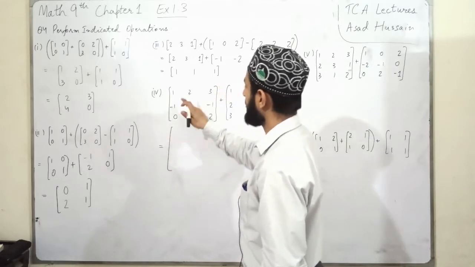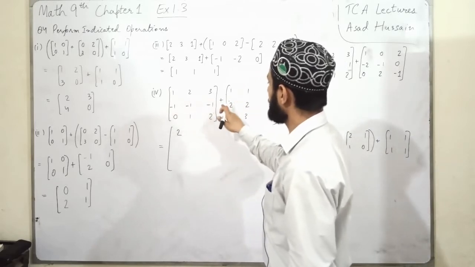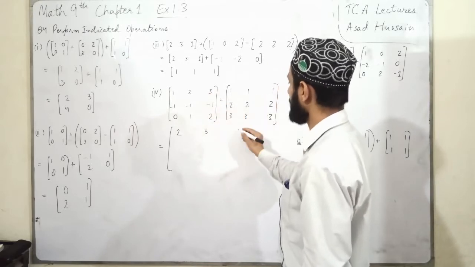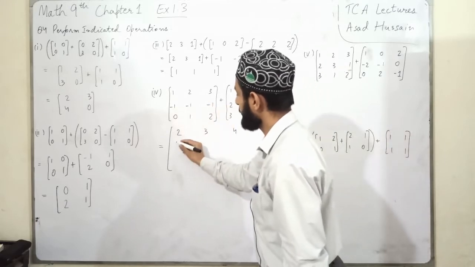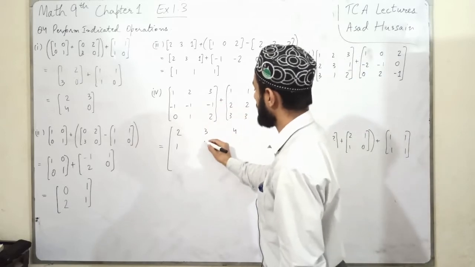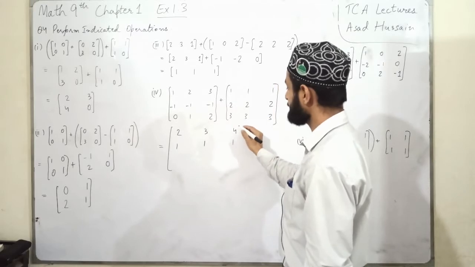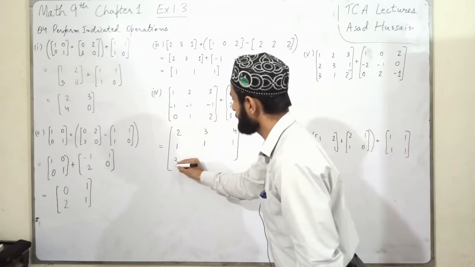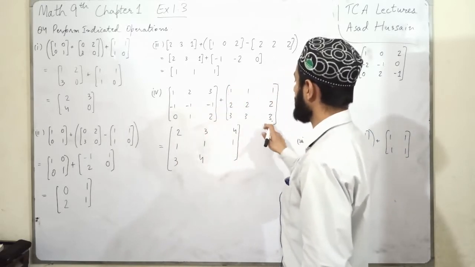Adding the corresponding entries, 1 plus 1 is equal to 2, 2 plus 1 is equal to 3, 3 plus 1 is equal to 4, minus 1 plus 2 is equal to 2 minus 1, which is 1, minus 1 plus 2, which is 2 minus 1 is equal to 1, minus 1 plus 2 is equal to 2 minus 1, which is 1, 2 plus 3 is equal to 5, 1 plus 3 is equal to 4, 2 plus 3 is equal to 5.